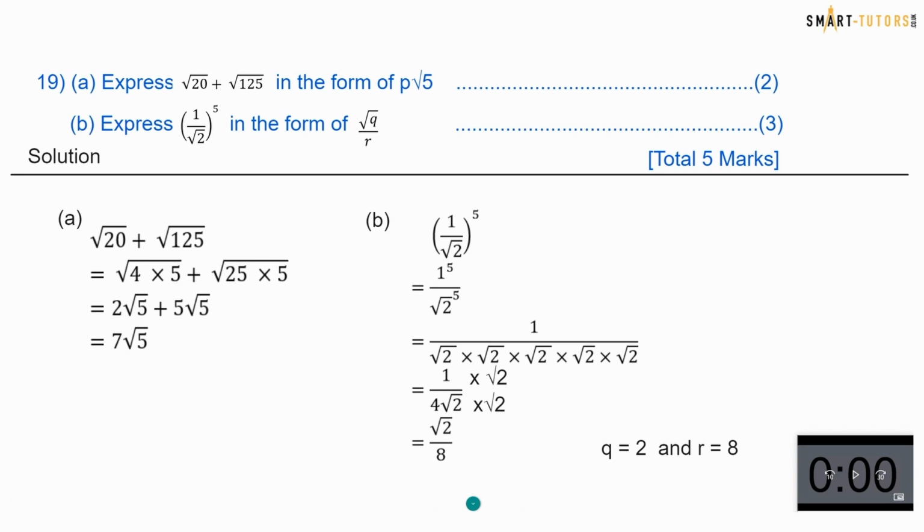I have previously mentioned, if a surd is coming as a denominator, you need to rationalize. So if you rationalize, multiply top and bottom by square root 2. Square root 2 times square root 2 is 2, 2 times 4 is 8. So the numerator becomes the square root of 2. So the answer is square root of 2 over 8. So q becomes 2, r becomes 8. So that is the answer for question number 19.